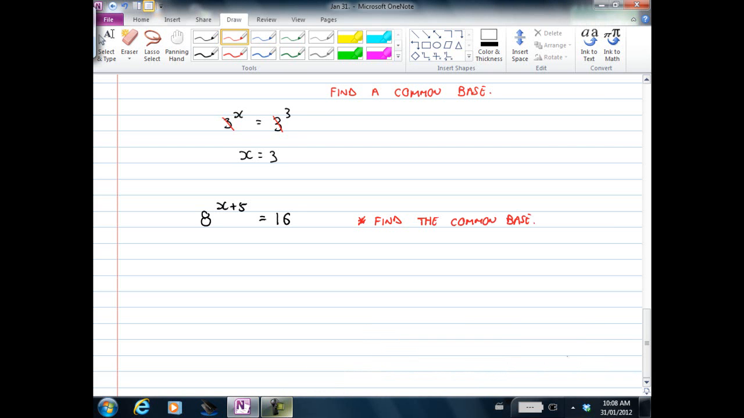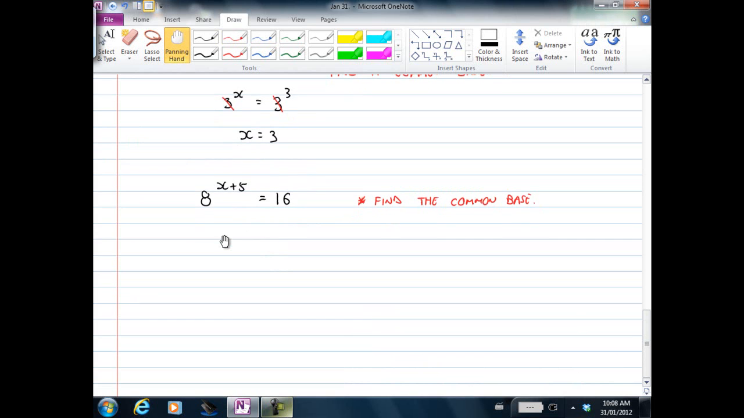So I walked around, and I looked at all your work, and a lot of you said, hey, look, there's a common base. The common base is 2. So let's change everything to base 2. So this is 2 to the power of 3(x+5). And this is 2 to the power of 4.